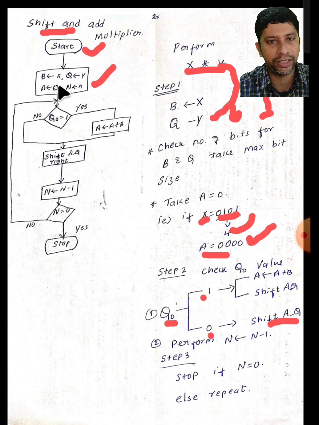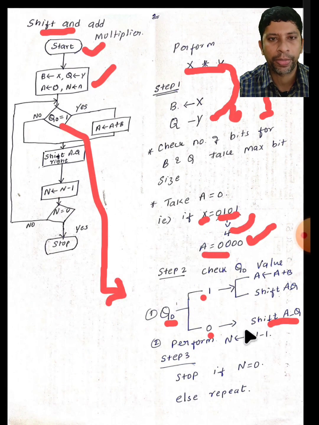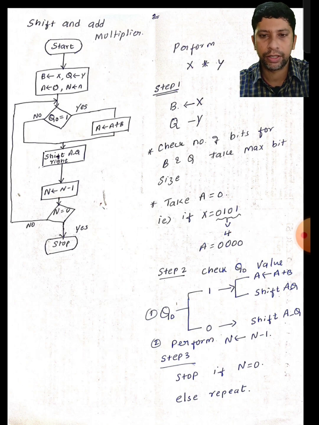The same thing is being said in this flowchart also. This is the initialization process. Then you check what your Q naught value is. Whatever I showed you, this is the one which follows that. If it is 1, follow this step. If it is 0, follow this step. This is about this. So let's go to practically solving this problem.